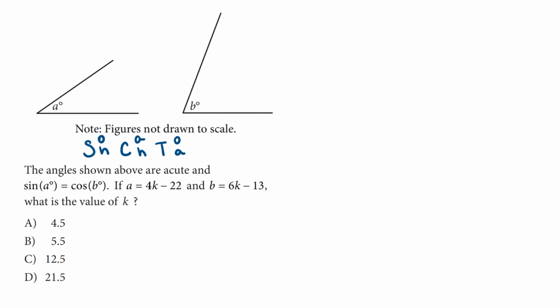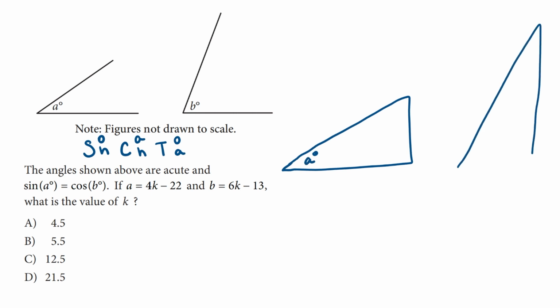So if we were to redraw these triangles, we'd have one that looks like this with our A degrees, and then one that looks like this with our B degrees. And we know that sine A equals cosine B. Let's say my opposite is x, my adjacent is y, and my hypotenuse is z. So sine of A is equal to x over z. Well, that's also equal to the cosine of B.